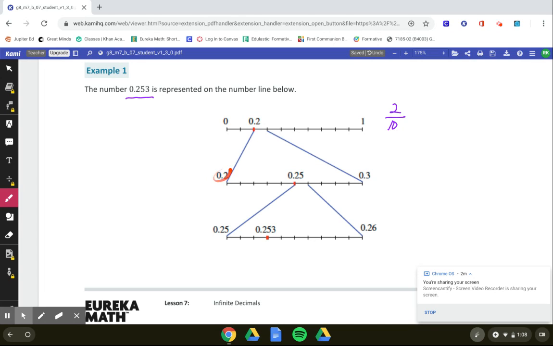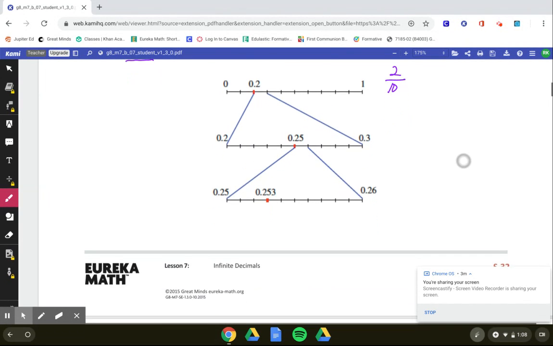So now on this end of our number line is 0.2, on this end is 0.3. And we know that our next digit is a 5, so we can say that it's 0.25 something. So it's going to be somewhere in here, and we expand this out to 0.25, 0.26, and then we can find that 0.253 sits right here in between 0.25 and 0.26.